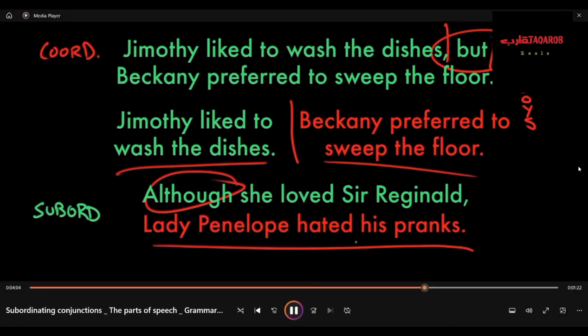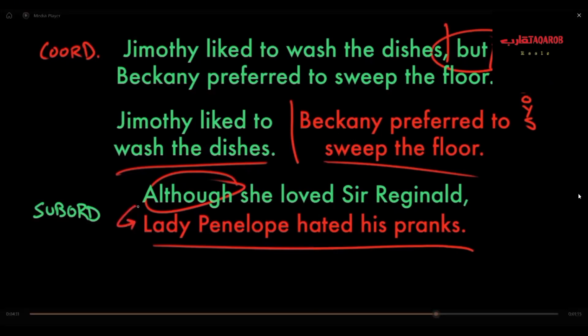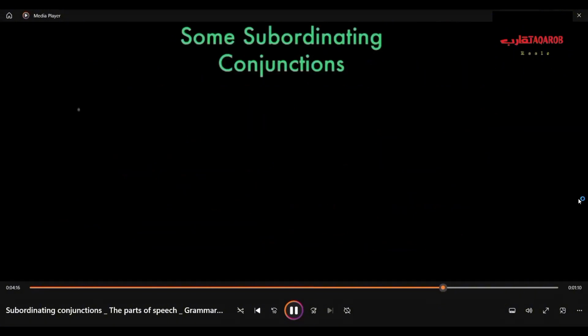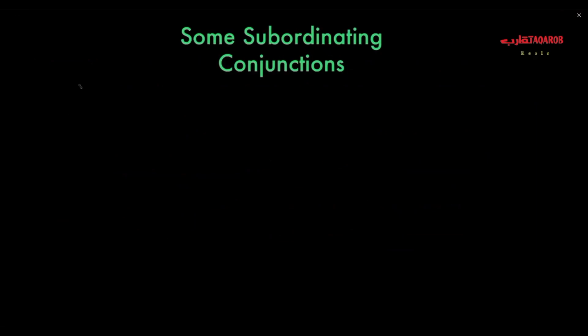This cannot be split. Although she loved Sir Reginald doesn't stand on its own, it just grants additional context and detail to the fact that Lady Penelope hated Sir Reginald's pranks. So with that in mind, here are some of the most common subordinating conjunctions in English.